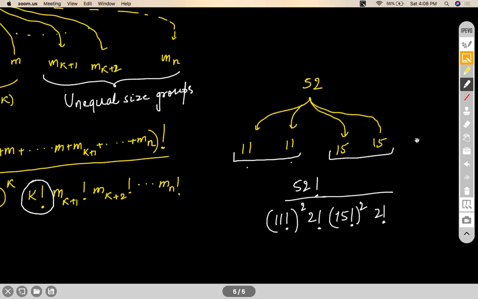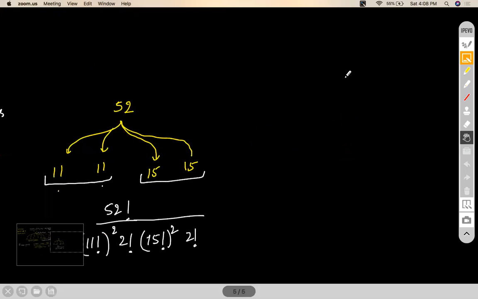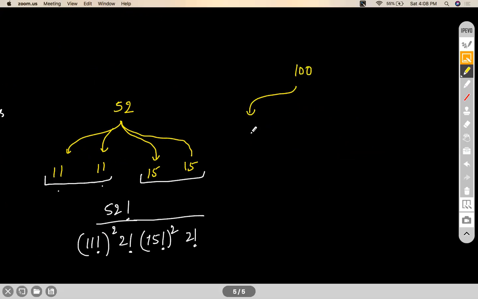Okay, I'll give you one more example. Let's say there are 100 distinct objects. You are making, let's say, 3 groups of 10, 10, 10. Okay, let's say making 4 groups of 5, 5, 5.